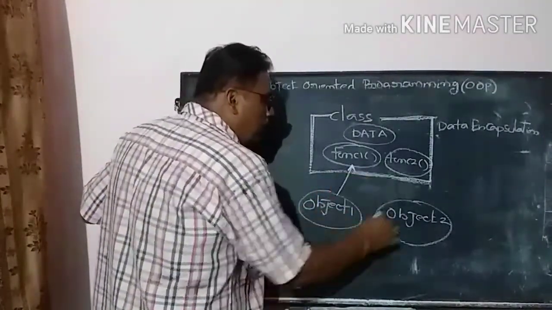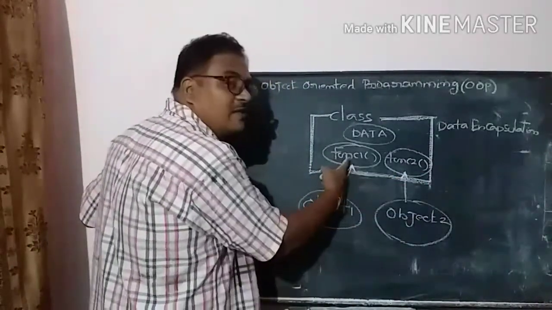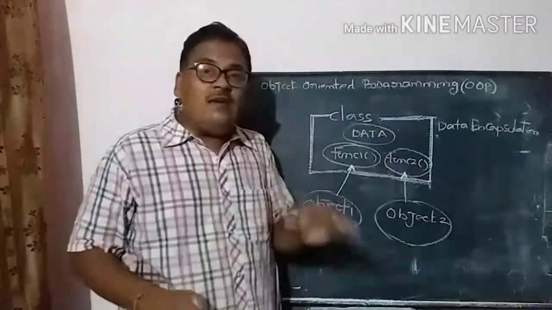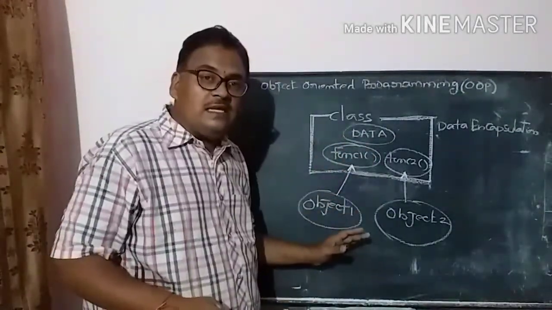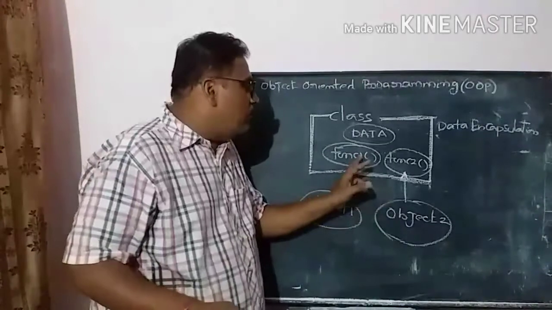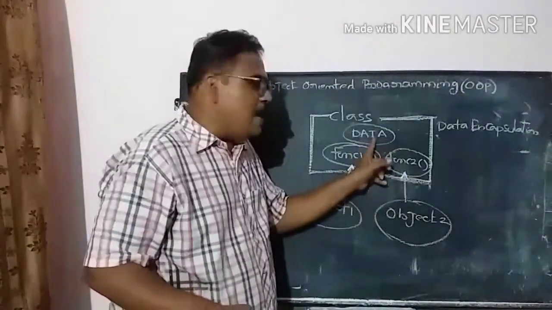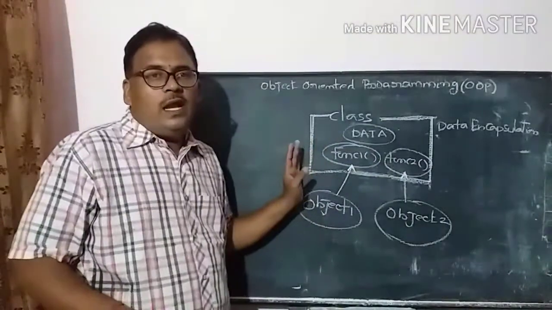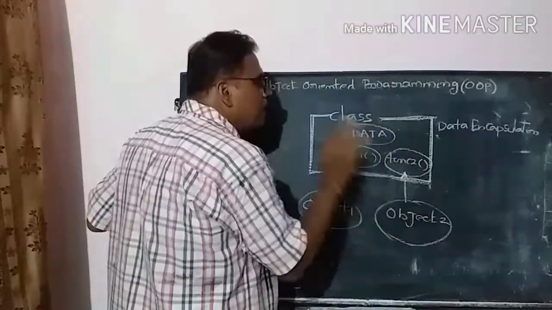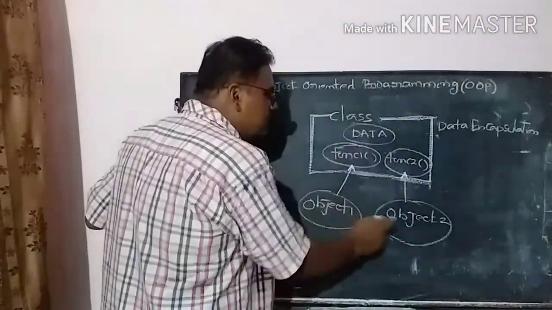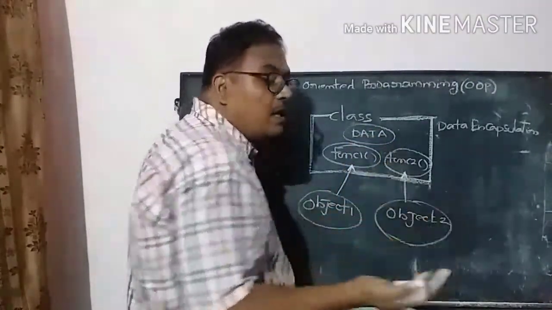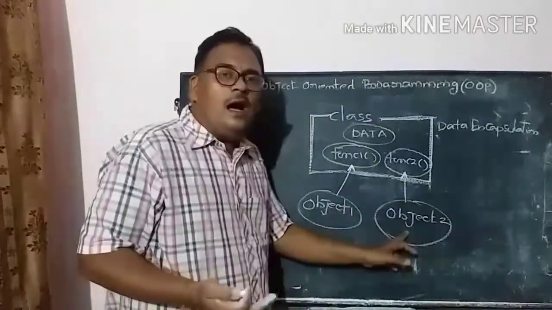Objects work with functions, and functions utilize the data. So what is the advantage of using it like this? Data cannot be visible to the outside world. So exclusively for function 1 and function 2 we assign data. Any object that comes into a particular class utilizes this data for function 1 and function 2 only. Data cannot be visible to the outside world. It can only be used by function 1 and function 2. Who will call function 1 and function 2? Object 1 and object 2.